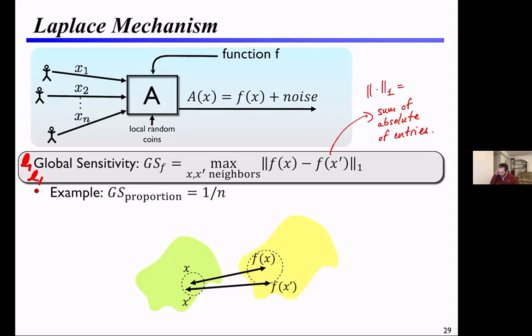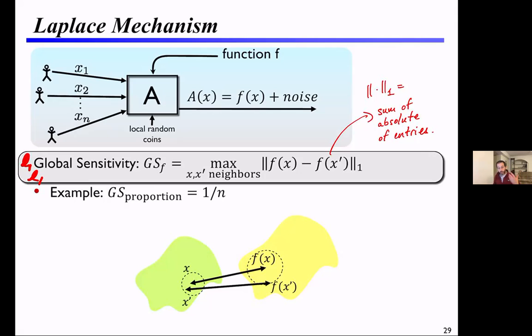That's a fancy notation for just meaning we're going to look at the difference between f of x and f of x prime, take absolute values, so in every entry that vector is now non-negative, and then add everything up. That's the measure of how far apart the two vectors are.